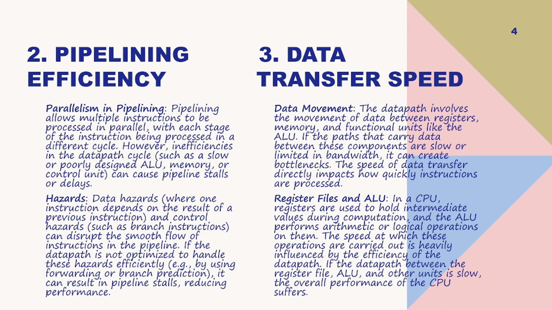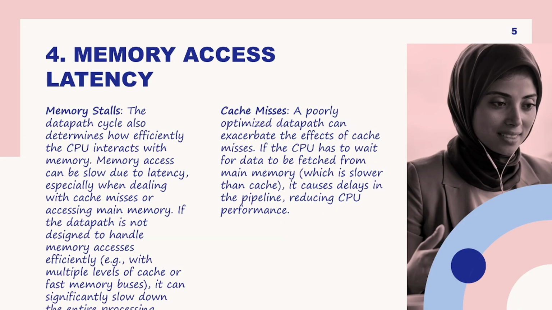So register file and the ALU. In the CPU, registers are used to hold intermediate values during computation, and the ALU performs arithmetic or logic operations on them. So that's basically what happens at the data transfer speed.